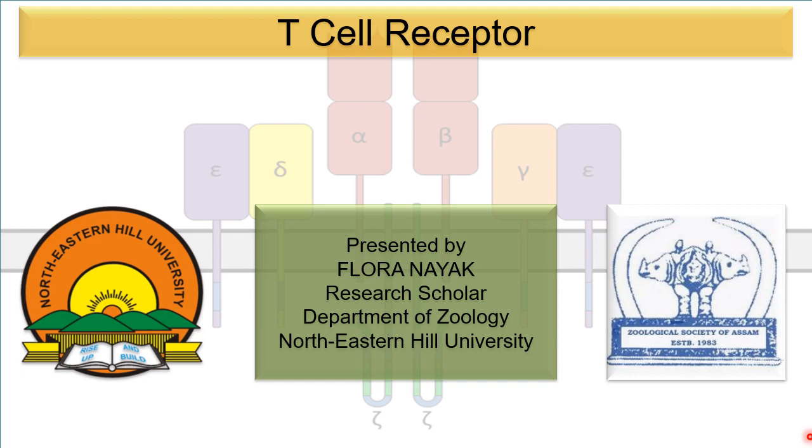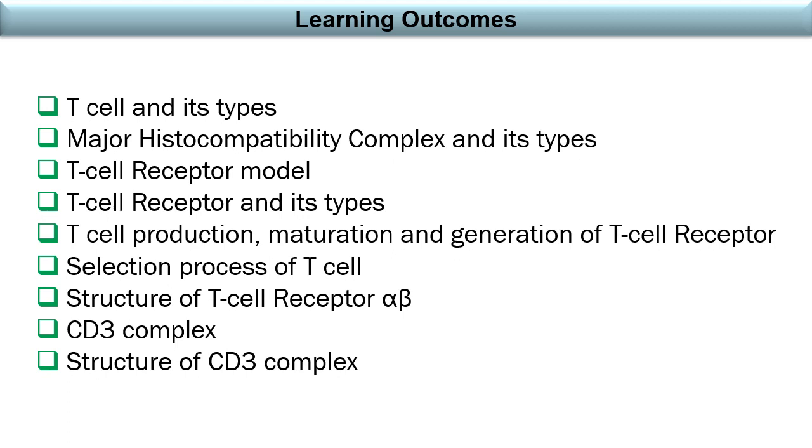This presentation is on the topic T-cell receptor, picked up from the PG syllabus of Guwahati University. The learning outcomes of this presentation are T-cell and its types, major histocompatibility complex and its types, T-cell receptor model, T-cell receptor and its types, T-cell production, maturation, and generation of T-cell receptor, selection process of T-cell, structure of T-cell receptor alpha beta, CD3 complex, structure of CD3 complex.